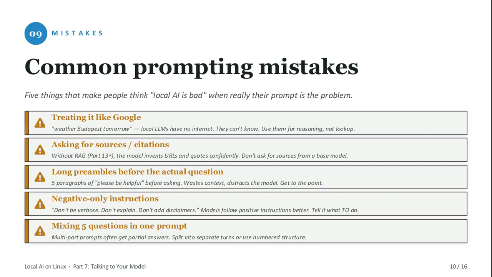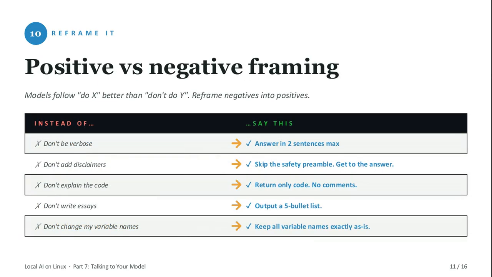Clean prompts, clean answers. That last point about negatives deserves its own slide because it's one of the highest leverage fixes you can make. Instead of "don't be verbose," tell it "answer in 2 sentences max." Instead of "don't explain the code," say "return only code, no comments." The model has something concrete to aim at, instead of a fuzzy boundary to avoid. Same intent, dramatically better compliance, especially on smaller models that don't have the headroom to reason about what you really meant.